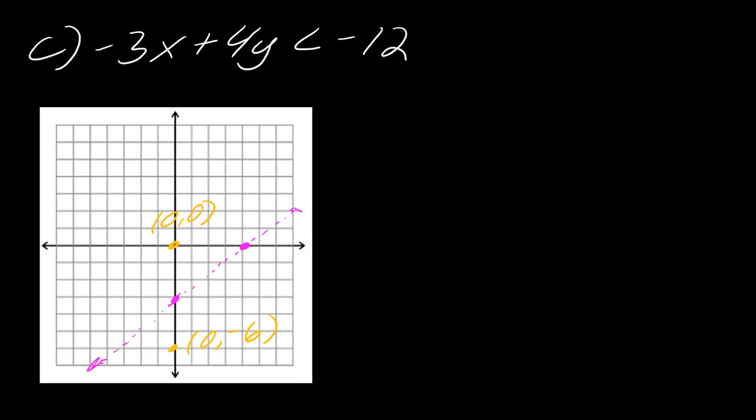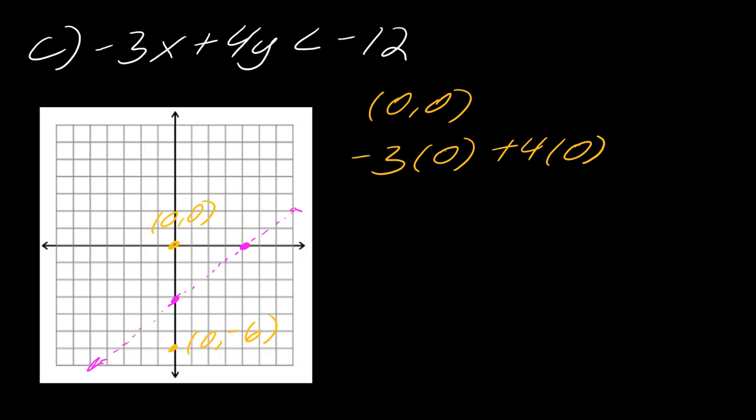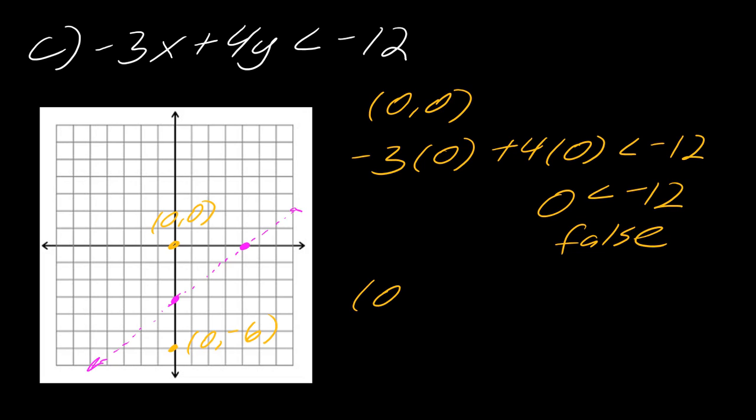So let's compare these now. Starting with 0, 0. So this is negative 3 times 0 plus 4 times 0. So is this less than negative 12? This will give me 0 is less than negative 12. So this is false. Okay, so hopefully then my other point works out.